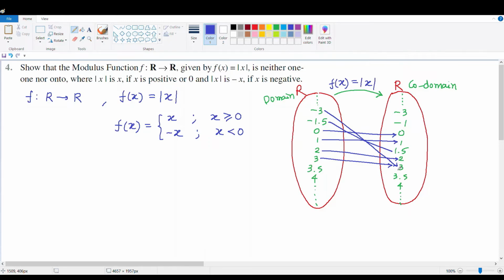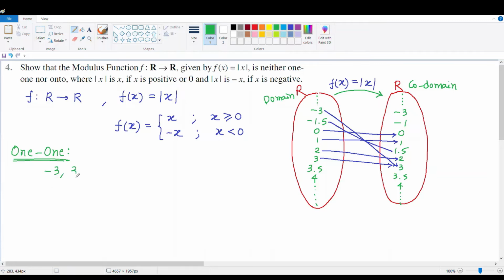So this is definitely not a 1-1 function, right? This is definitely not 1-1. And as soon as we find the counter example, we just need to write that counter example to show that that function is not 1-1. So we are going to say what?